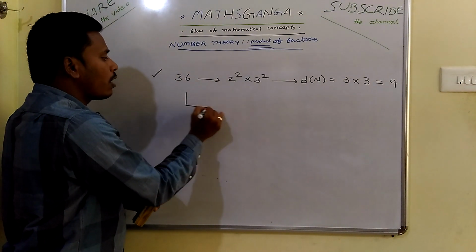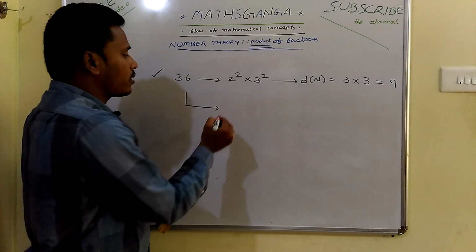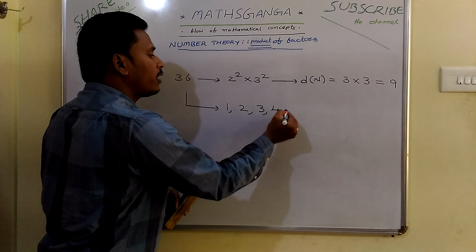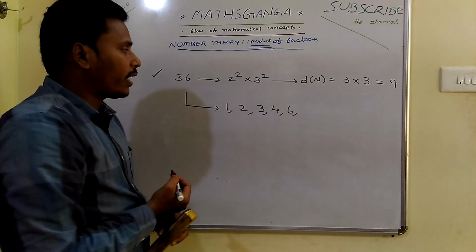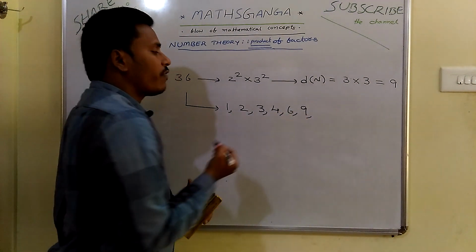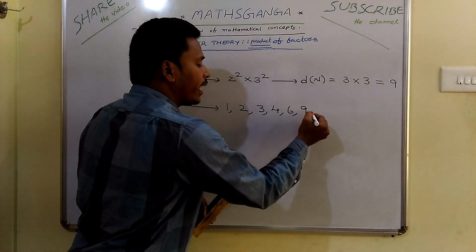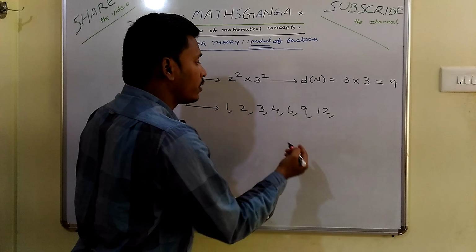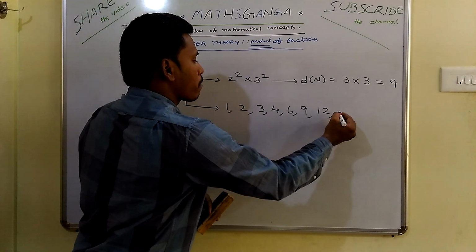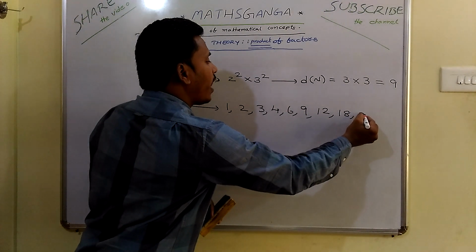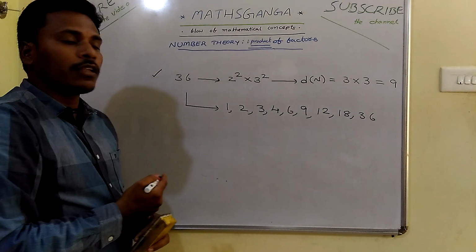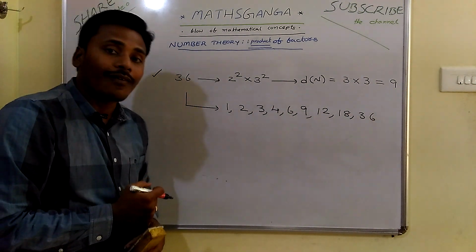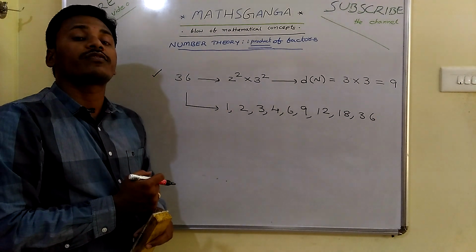If you list out all the 9 factors of 36, 1 is a factor, 2 is a factor, 3 is a factor, 4, 6 is a factor, and then 9 is a factor, 12 is a factor, and after that 18 is a factor, and then 36 is a factor. If you observe, these are totally 9 factors of 36. And our idea is to find the product of all these factors.